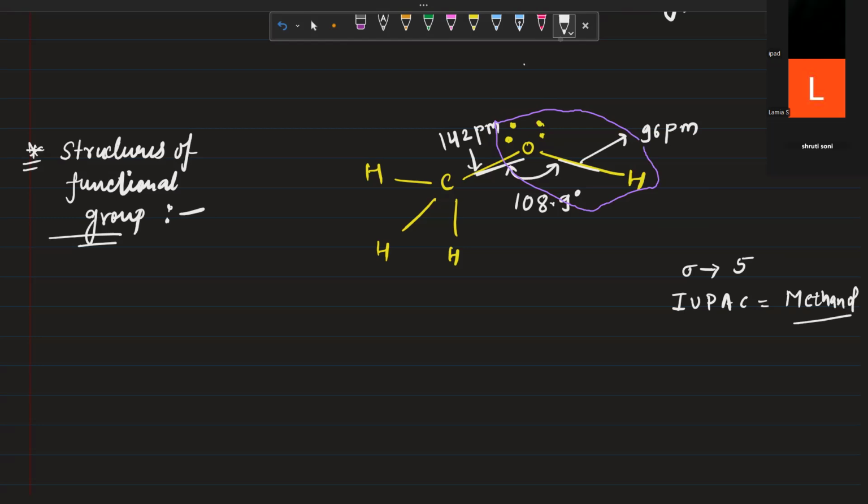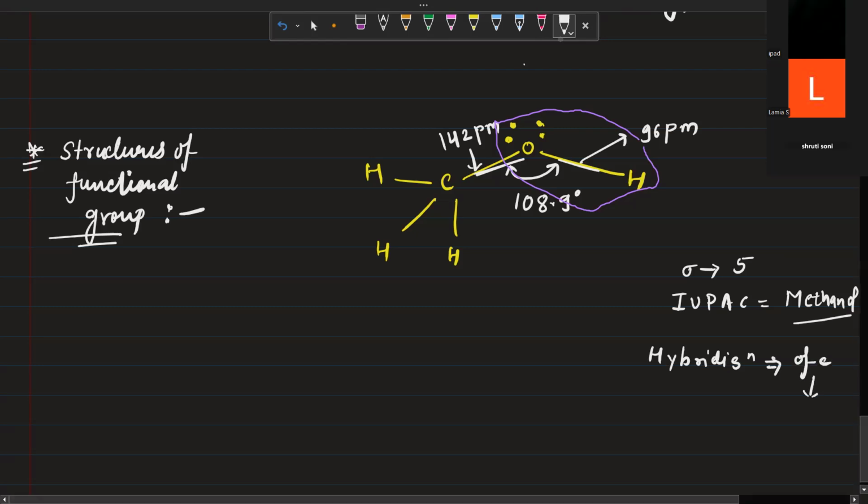Okay. Now you tell me what is the hybridization of carbon here? Hybridization of only the carbon. There's one, two, three, four single bonds. So that would be sp3. And what is the hybridization of oxygen here? One, two, three, four. sp3 as well, right? Great. So this is the structure of the functional group.